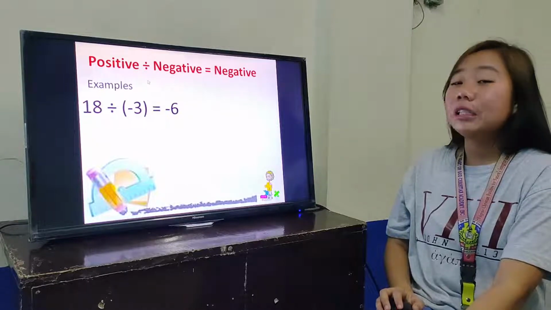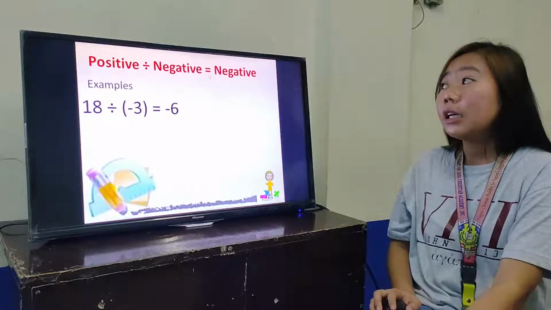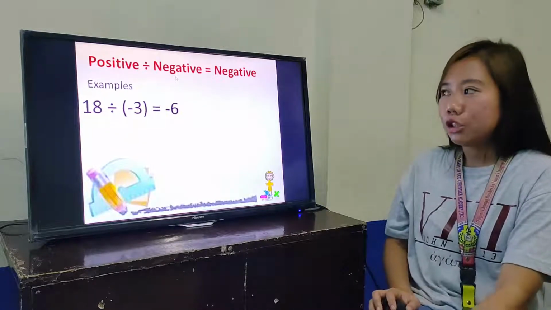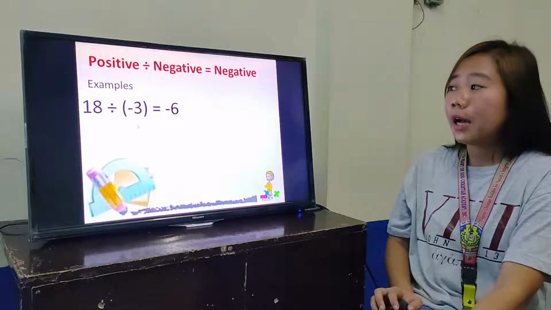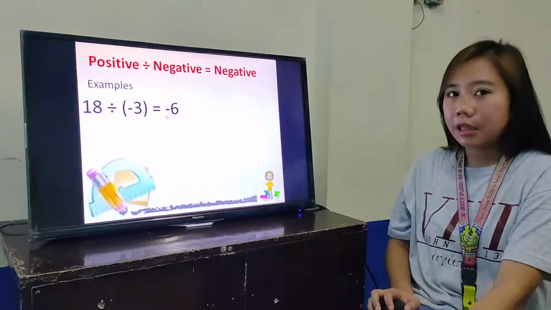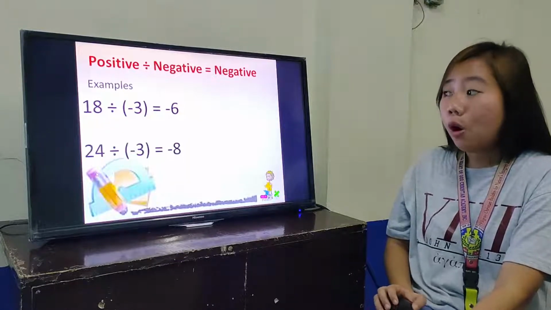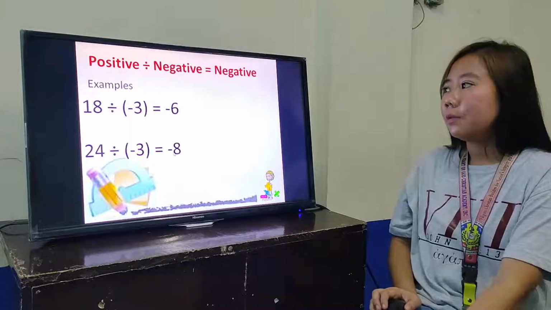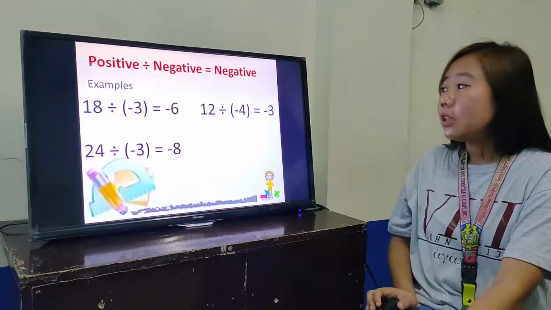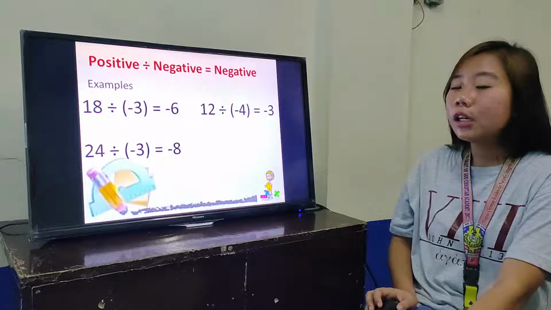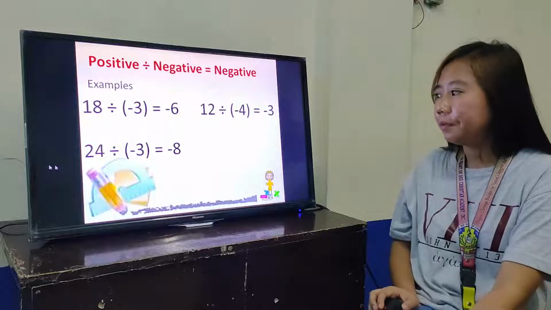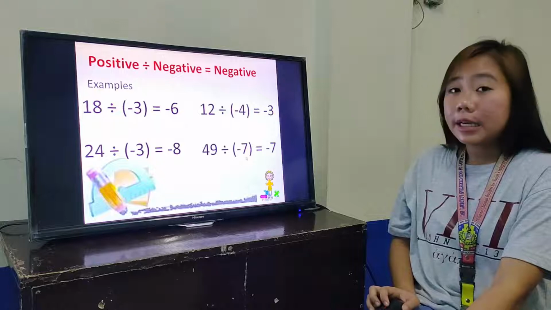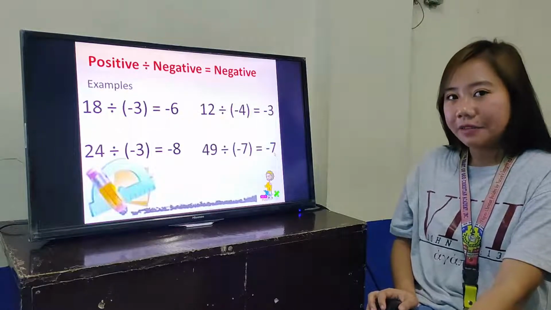Okay, positive divided by negative equals negative because we have two different signs of integers. Okay, 18 divided by negative 3 equals negative 6. 24 divided by negative 3 equals negative 8. 12 divided by negative 4, we have negative 3. 49 divided by negative 7, we have negative 7.